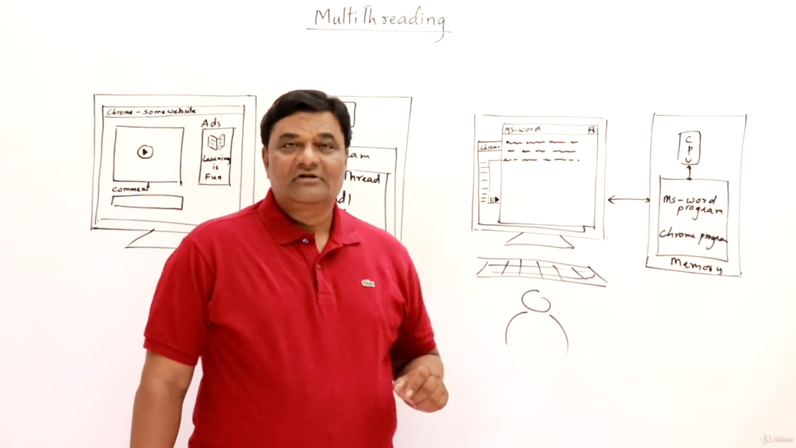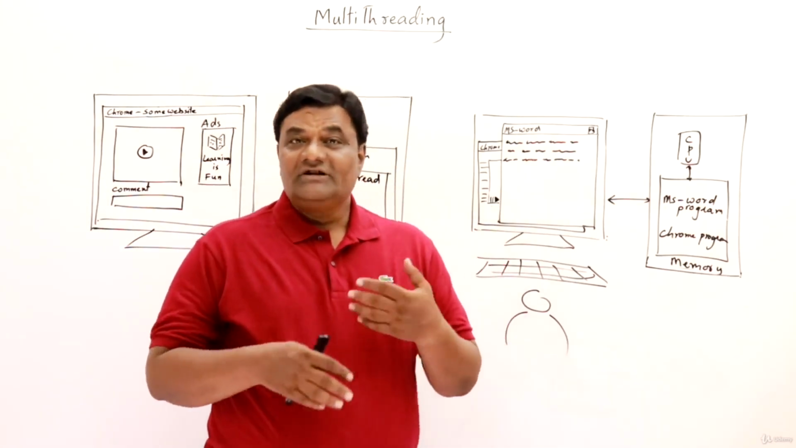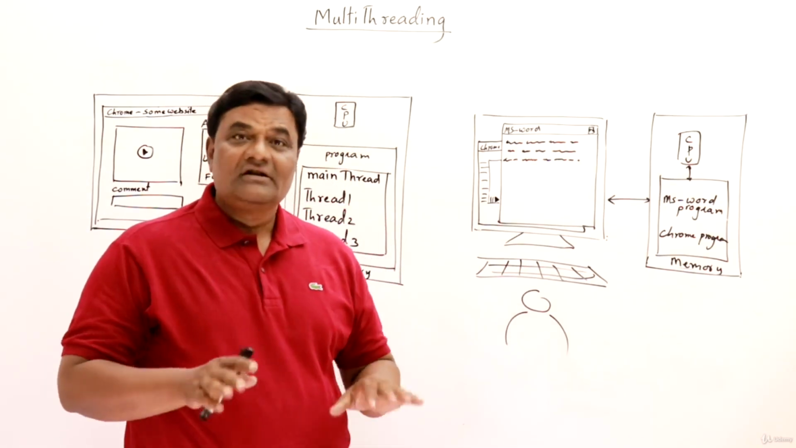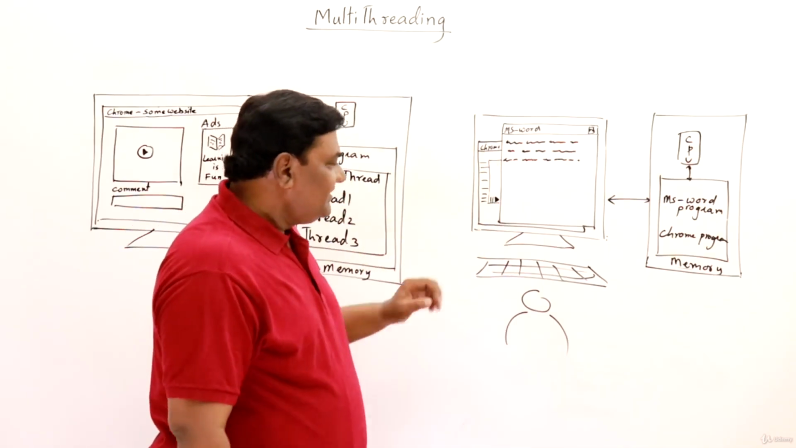Here is an example for multitasking. Multitasking means running more than one task. So user is one. For a single user, more than one task are running simultaneously. So here is my diagram.